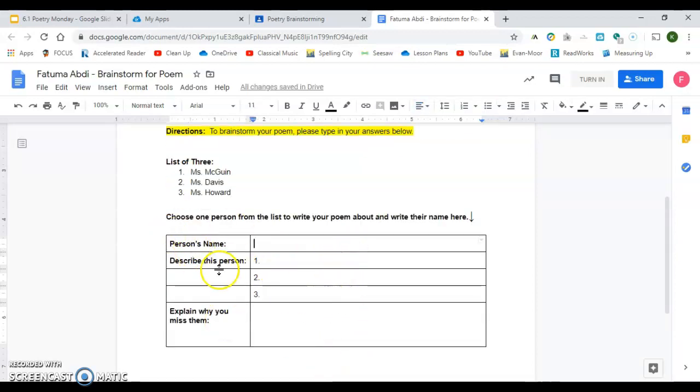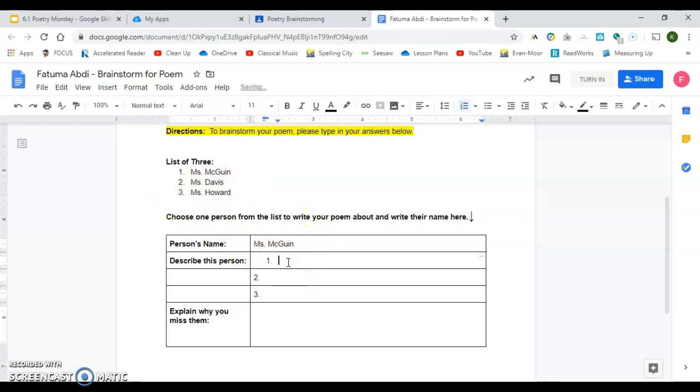Okay, now I'm going to think about, because I got to fill in this graphic organizer down here, and I got to be able to describe that person and explain why I miss them. So I need to pick the best person that I can do that for. So I'm going to go with Miss McGuinn. Notice, this is what you guys are going to be doing, typing in these things just like I am. So once you have your list of 3, you're going to pick one and put that person's name here.